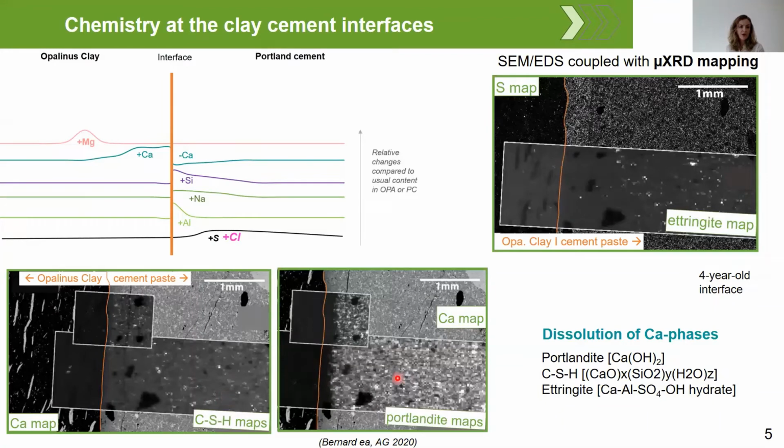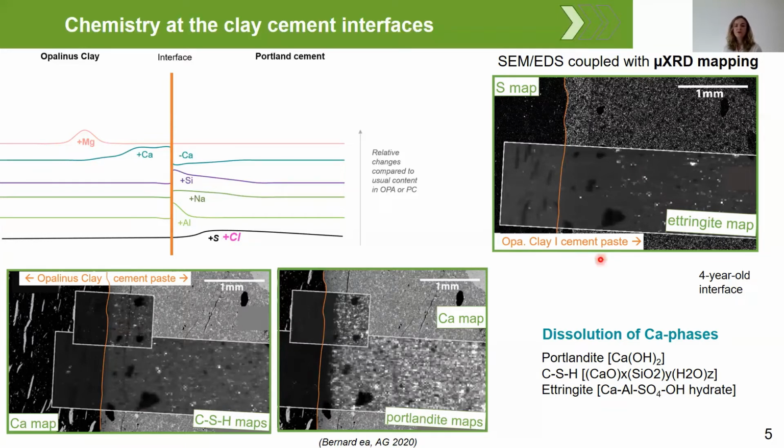We obtained maps for portlandite, for C-S-H, even if it's nanocrystalline, we had enough C-S-H in the matrix to be able to see it, and also maps for ettringite. I think it's well known, but it's also nice to see it by XRD and by mapping. We have this dissolution of portlandite at the interface. And in that case, you can see that the intensity of C-S-H and also of ettringite decreased.